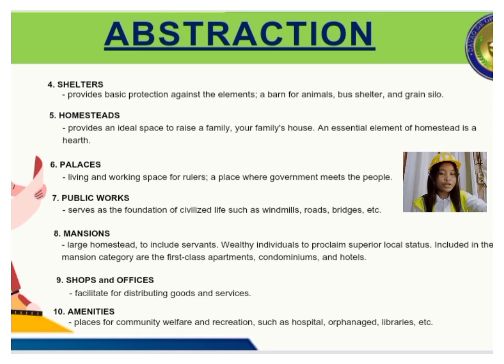Those are the examples of the types of architecture. First, we have the monuments and tombs, shrines and sanctuaries, walls and forts, the shelters, homesteads, palaces, the public works, the mansions, the shops and offices, as well as amenities. Now, we are done discussing the types of architecture.